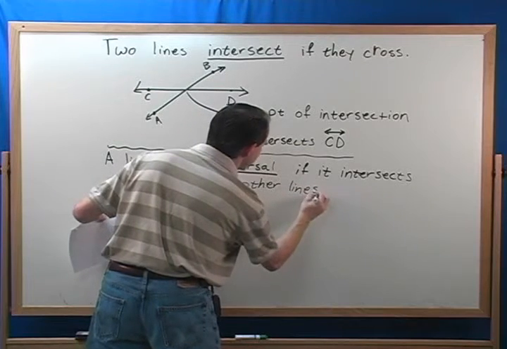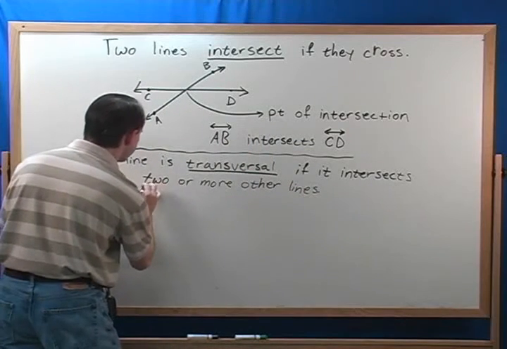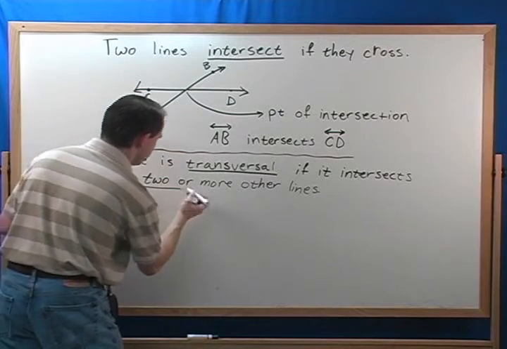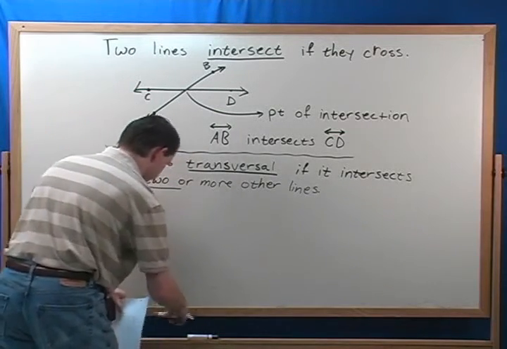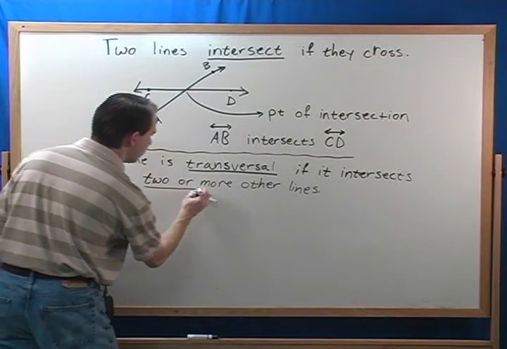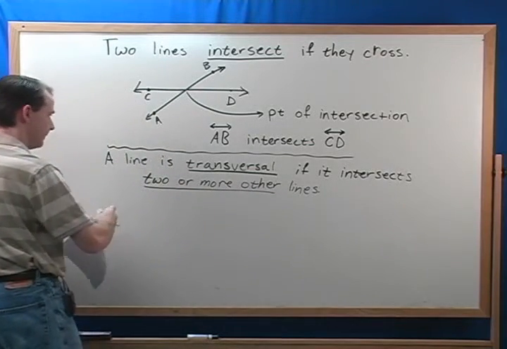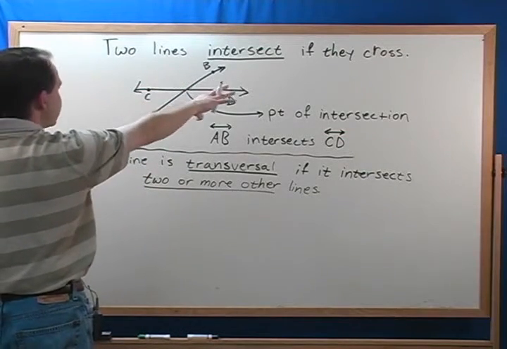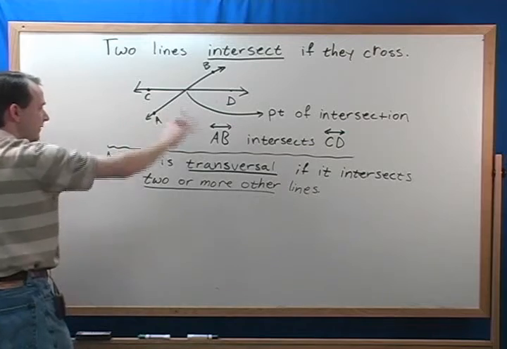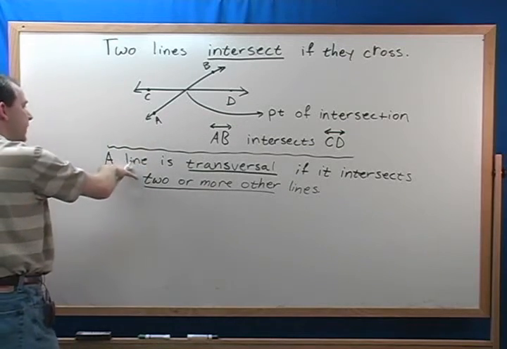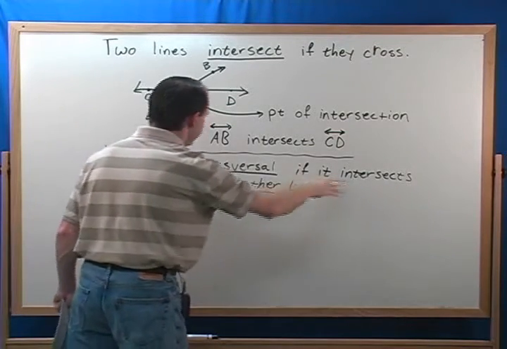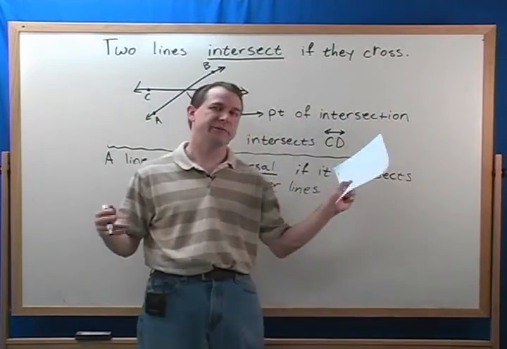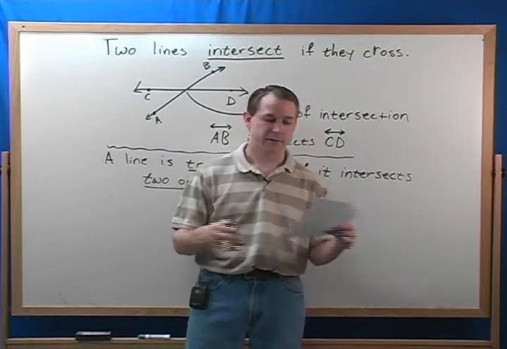All right, so now you see, I'm going to go ahead and underline this part in green. Whoops, I picked up the wrong color. Well, let's go ahead and do it. Two or more other lines, okay? So what we're trying to do is we already understand the topic of intersection, and now we're going to further expand that. We call another kind of line a transversal if it intersects two or more other lines. So now that you know what intersection means, you can understand the topic of transversal.